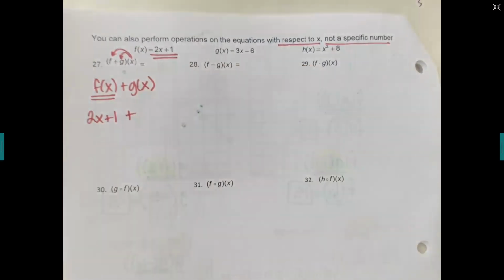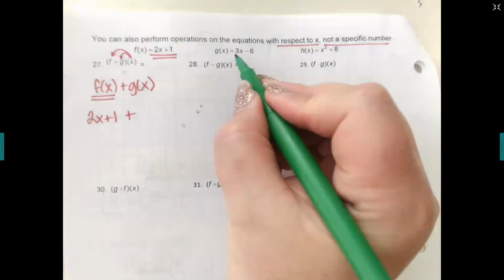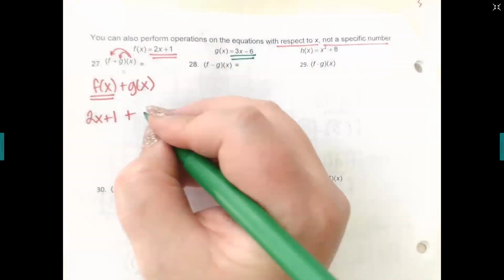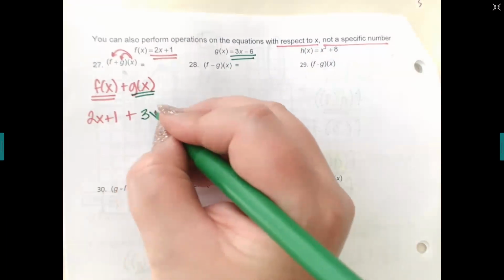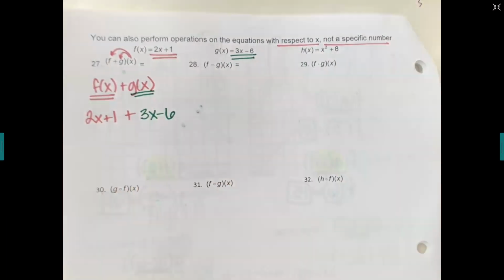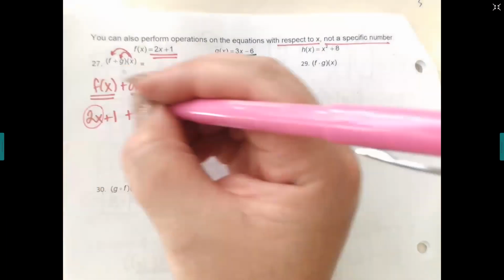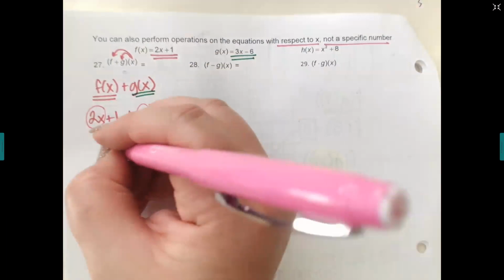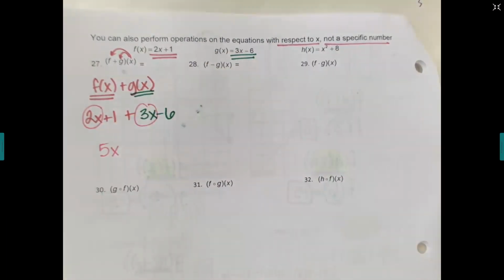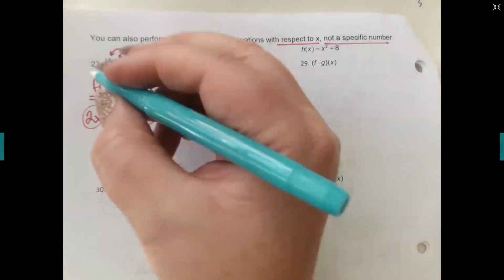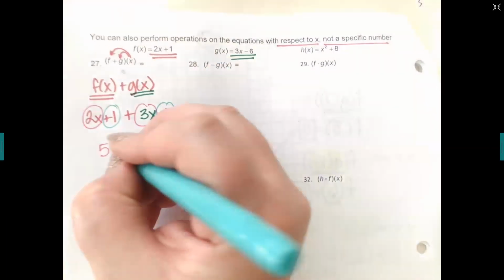And then my g of x formula, I'm going to steal it from right here. Okay, g of x is 3x minus 6. And then just like we did on that one unit, you would only combine like terms, which means you're looking for the terms that have the same type of thing with them. So like a 2x and a 3x, that would be 5x. And then a 1 minus 6, that would be a minus 5.